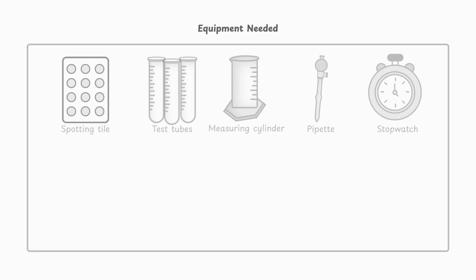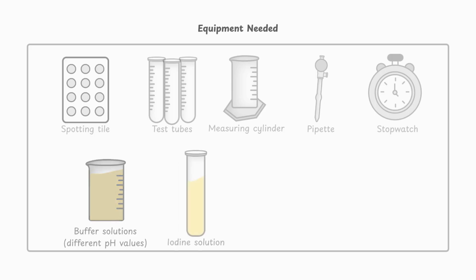Now let's look at the chemicals used in the experiment. First, we have the buffer solutions with different pH values. These allow us to test how acidic or alkaline conditions affect the enzyme activity. Next is the iodine solution. Iodine is used to test for starch. When starch is present, iodine turns blue-black. If the iodine stays orange-brown, it means the starch has been broken down.